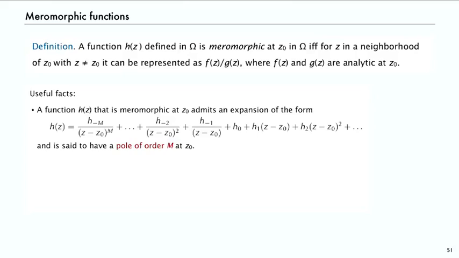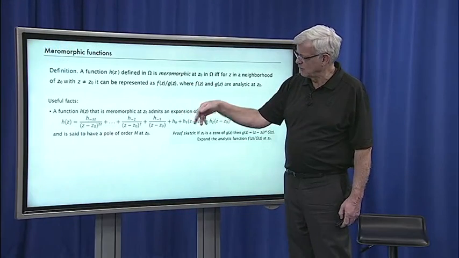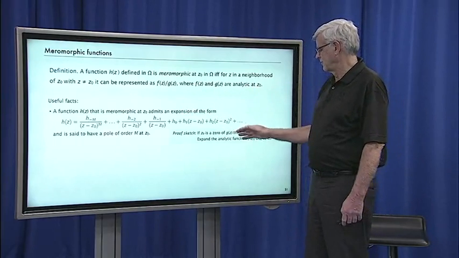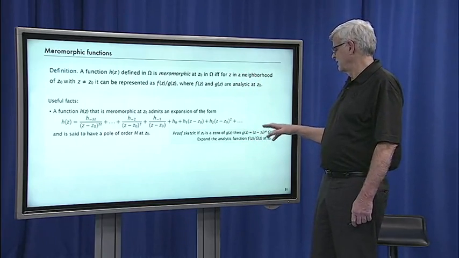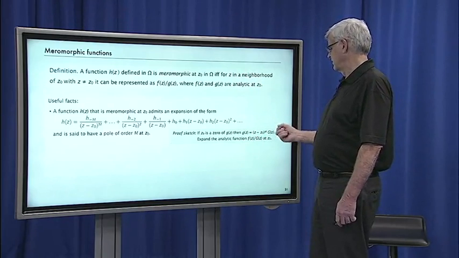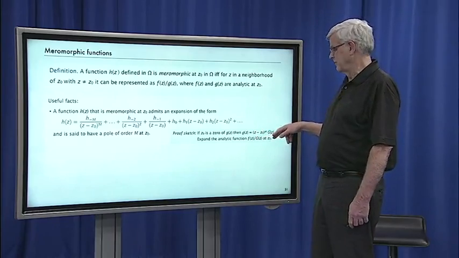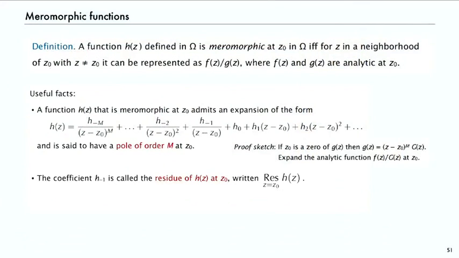So the singularities are the places where the denominator is 0, or the poles, and where those happen allow us to do an expansion of this sort, depending on the order of the pole or how big the polynomial is locally. And just to show this expansion, if you have a 0 of the denominator, then you can write g of z as z minus z0 to the m times some analytic function, and then just expand the analytic function f of z over that one at z0, and that's how you get that kind of expansion. Not difficult to see at all.